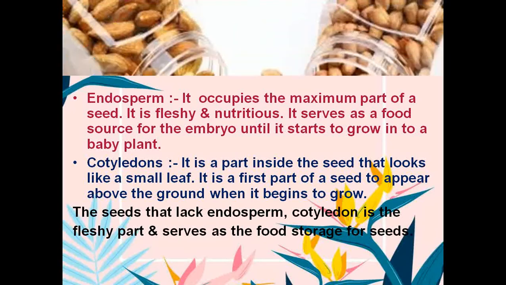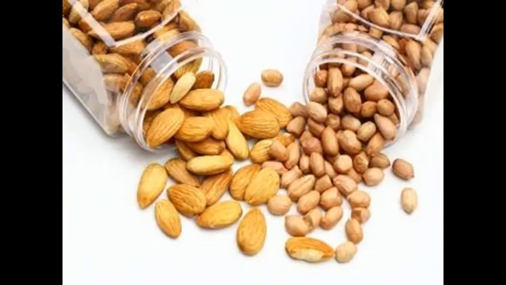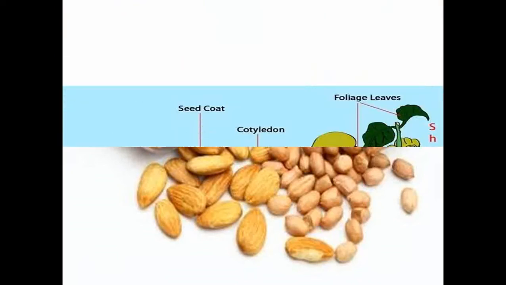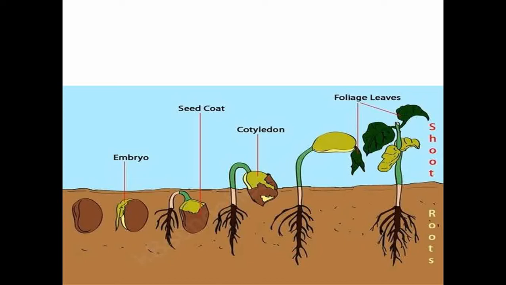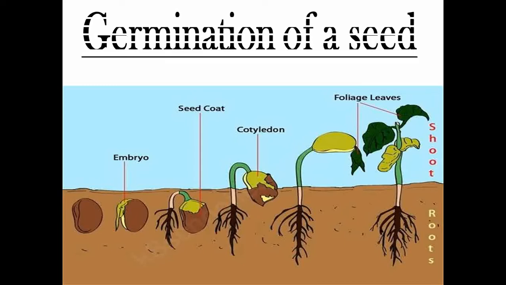Seeds like walnut, peanut, almonds, etc. are the endospermic seeds, children. We generally eat endospermic seeds. Up till now, we have read about the structure of a seed in detail. Now, we'll know about how plants reproduce through seeds. So, we'll know about germination of seed, children.